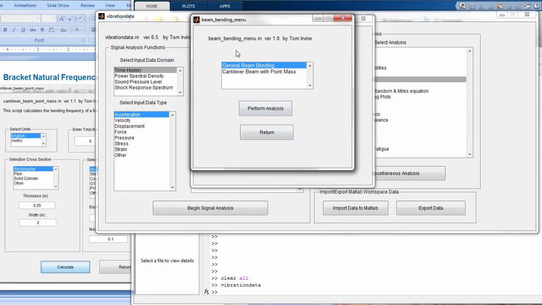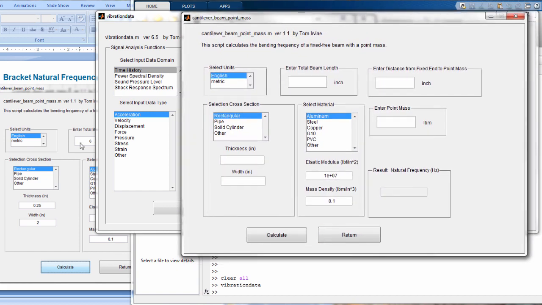And this is new for this week. We have a menu here where we can go to our traditional general boundary condition beam bending. And I've added another case here, a special case: a cantilever beam with a point mass. And the point mass can be anywhere along the length of the beam.